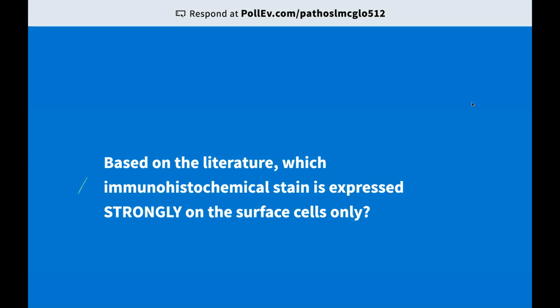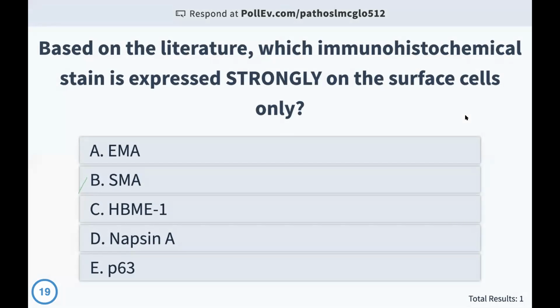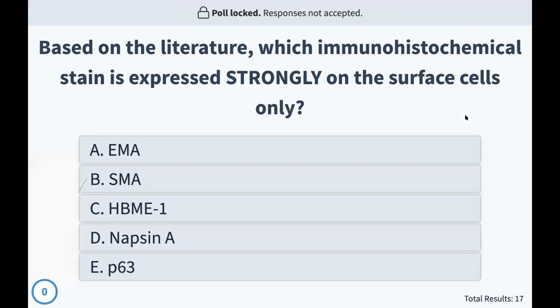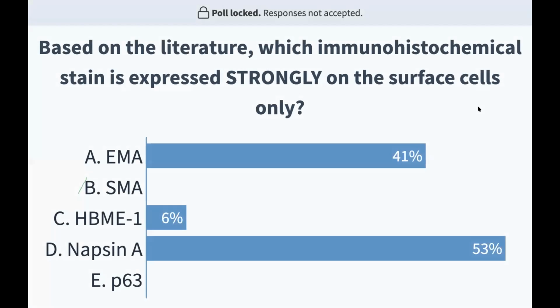And our last question, based on the literature, which immunohistochemical stain is expressed strongly on the surface cells only? The EMA, SMA, HbME1, Napsin A, P63. Time is up. Correct answer is your Napsin A.